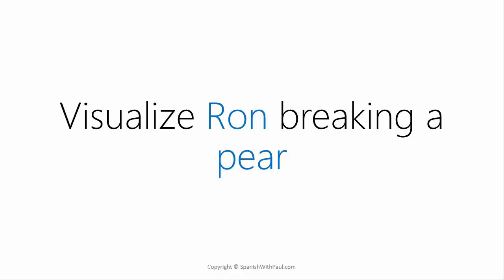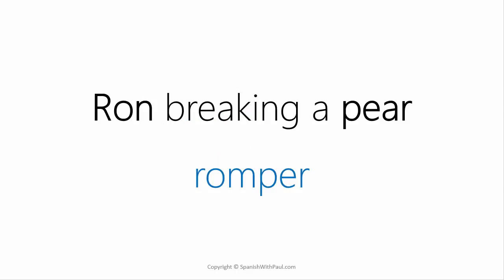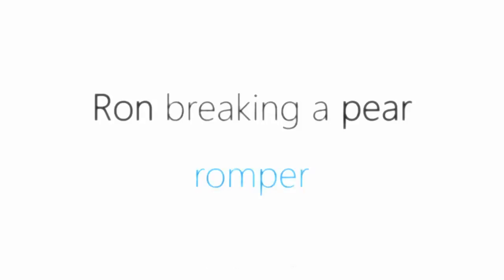But in the end, what I would get is this clue, because I have Ron breaking a pear, and I would make that scene in my mind very vivid, and Ron breaking a pear gives me a roadmap, a pathway back to remembering romper, the verb to break.